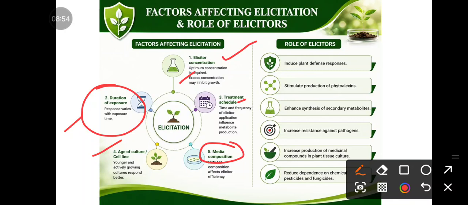Then the final point is the role of elicitor. It is the same thing. It induces the plant defense responses and stimulates the production of phytoalexins. What is phytoalexin? Please write this in the comment section. I will definitely prepare a separate video on phytoalexin and other secondary metabolites. But if you know something about phytoalexin, just mention it in the comment section, or you can just mention one example of phytoalexin. Next, it enhances the production of secondary metabolites.